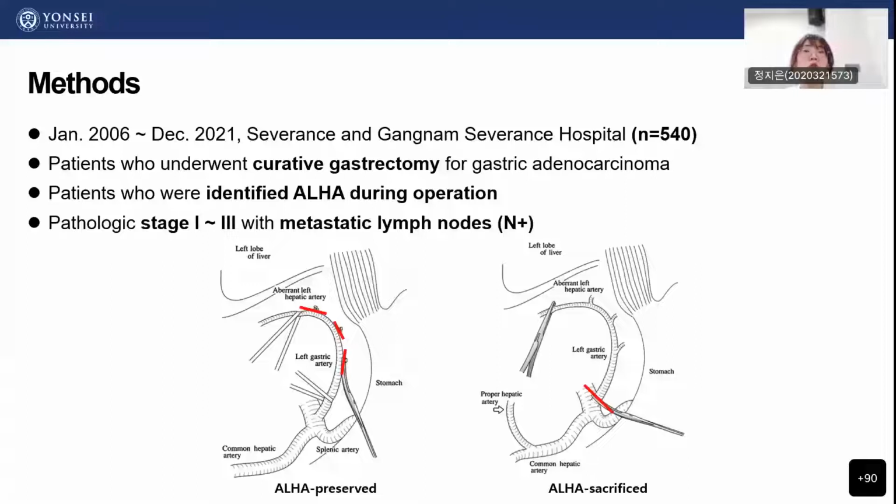If an aberrant left hepatic artery was encountered during dissection of the gastrohepatic ligament, and if it were to be preserved, fat and lymphoid tissues around the entire course of the vessel were skeletonized during dissection and then ligated distal to the branching from the left gastric artery. And if aberrant left hepatic artery were to be sacrificed, the left gastric artery was ligated at the root of the vessel. Only patients with pathologically confirmed metastatic lymph nodes were included in this study, and stage 4 patients were excluded.